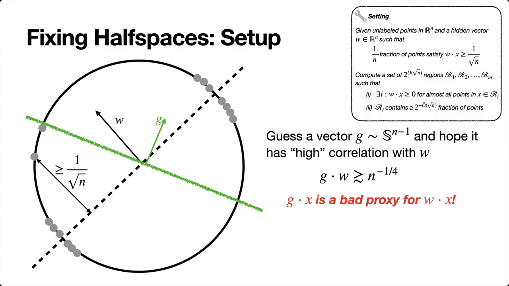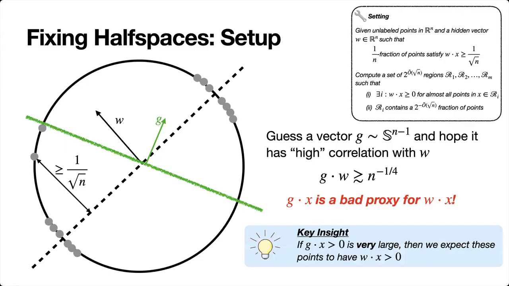And in particular, just because you're labeled positively by g, by no means indicates that you're going to be labeled positively by w. Maybe in this picture, most of the points, in fact, on the positive side are labeled negatively by w, despite g having large inner product with w, right? And the key insight is actually going to be that this is true, but if you actually tell me that g dot x is very large, then I actually expect the points in this region to be labeled positively by w. So if I take this line and I just shift it very far up, I now do expect this property to be true.